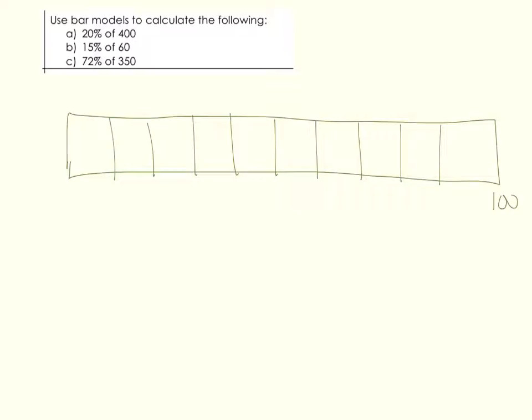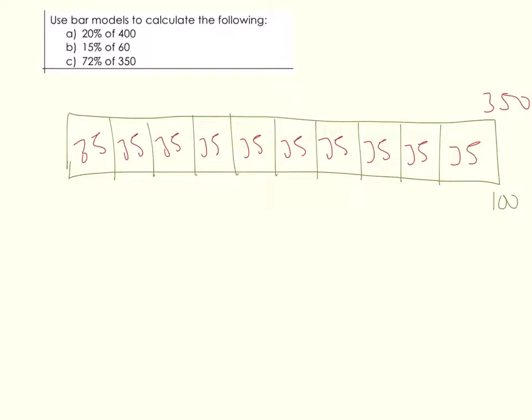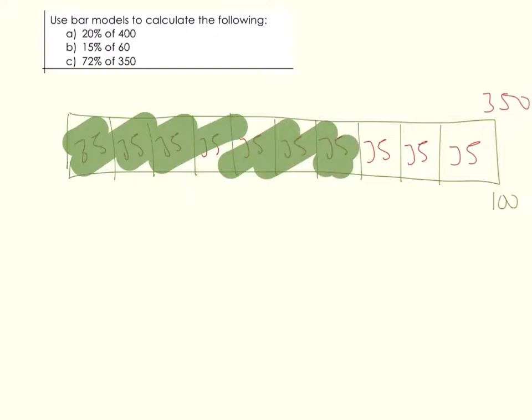And then, if there's 10 pieces and that whole bar is therefore worth 350 for the question, then each one of those pieces is going to be worth 35. So 70% is going to be 7 lots of 35, and that equals 245. Now we've got 70%, which equals 245, we can now find the 2%.